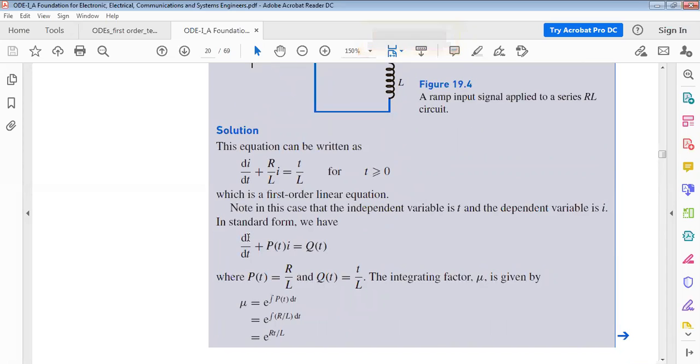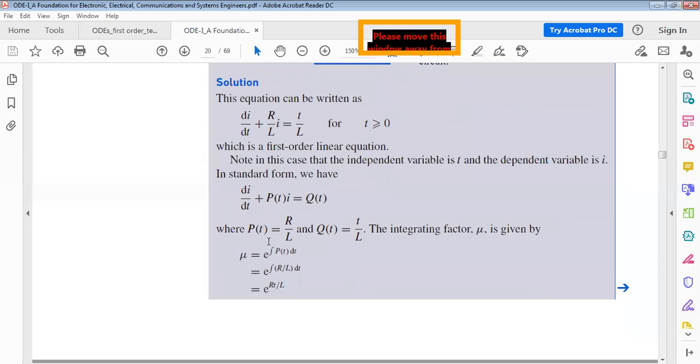This looks like dy/dx plus Py equals Q, the standard form of a linear differential equation, where P equals R by L and Q equals t by L. The integrating factor will be e to the power integral of P dt. The independent variable is t here, and P is the coefficient of the dependent variable, following the previous lecture.